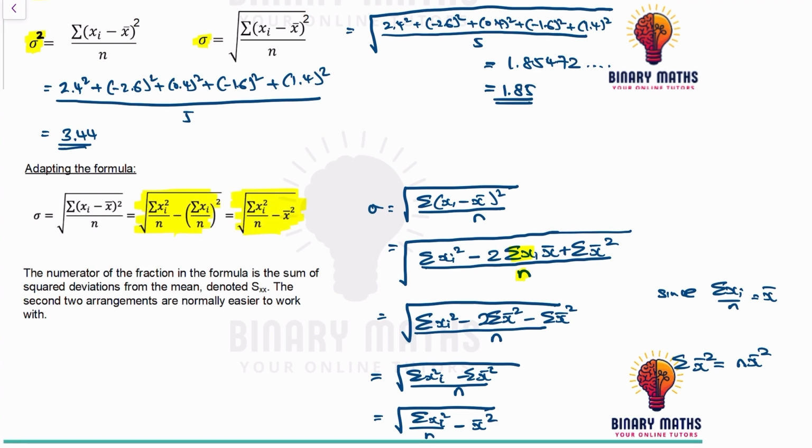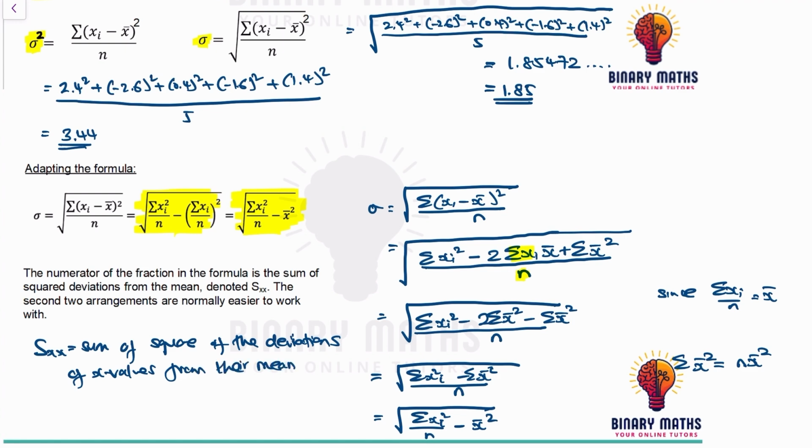The numerator of the fraction in the formula is the sum of the square deviations from the mean and is denoted S of xx. So S of xx is the sum of squares of the deviations of x values from their mean.